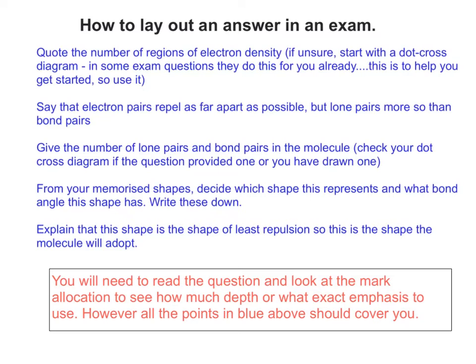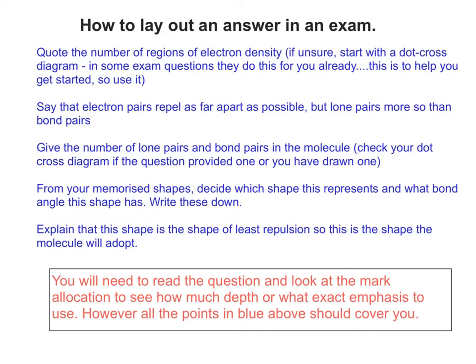So sometimes in an exam question you'll not just be asked to decide what the molecular shape or the bond angle is, but also to justify your decision. You start by quoting the number of regions of electron density and then say that electron pairs repel as far apart as possible, but lone pairs more so than bond pairs like we've just looked at. Then you give the number of lone pairs and bond pairs present in the molecule. If you need to do a dot-cross diagram to reassure yourself of what this is, then please do so. Sometimes they'll give you a dot-cross diagram for this reason. If they do, in the question, make use of it.